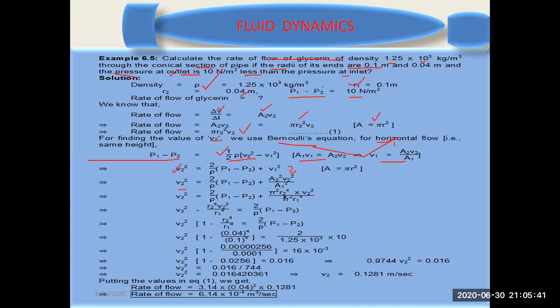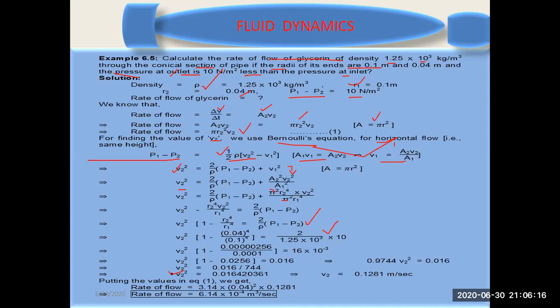Heading towards other steps, you can take the common factor from these two terms. So you have taken the common pi r square, and this pi r square cancels with this one. So you are getting R2 to the power 4 multiplied by V2 square divided by R1 to the power 4, and then 1/4. Then you have simplified it mathematically, and after putting the values in the equation, you are getting the value of the speed at the end 2, that is V2 square.